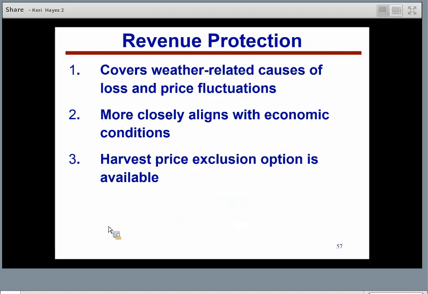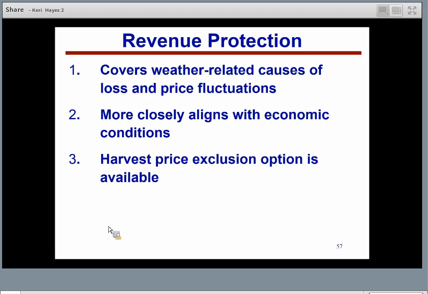So, the reason that I think it works better is it covers weather-related causes in terms of lost yields and price fluctuations, right? So it covers both of those things. More closely aligns with economic conditions. So really, yield is not the ultimate indicator for you. If it is revenue, and I suspect it normally is, revenue protection just more closely aligns with what you ultimately want to insure.